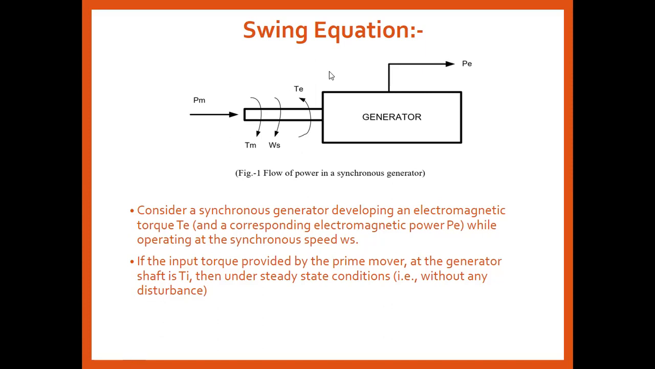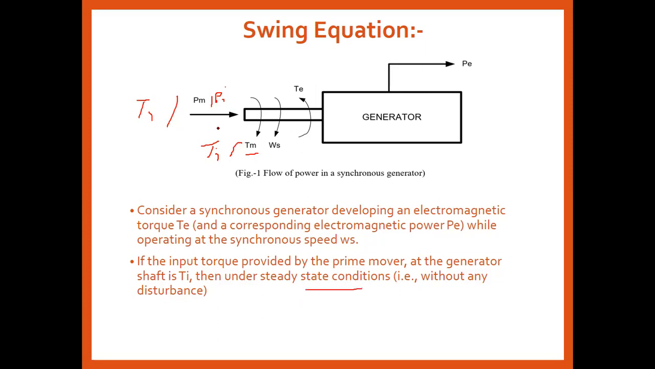Whereas on the mechanical side, the input torque is Tm, the mechanical torque provided by the prime mover at the generator shaft. We can call it Tm or Ti, and that is equal to Pm or Pi, without any disturbance under the steady state condition.